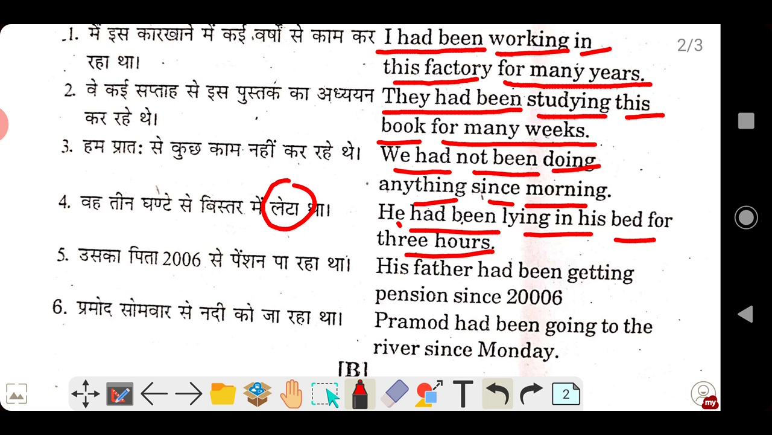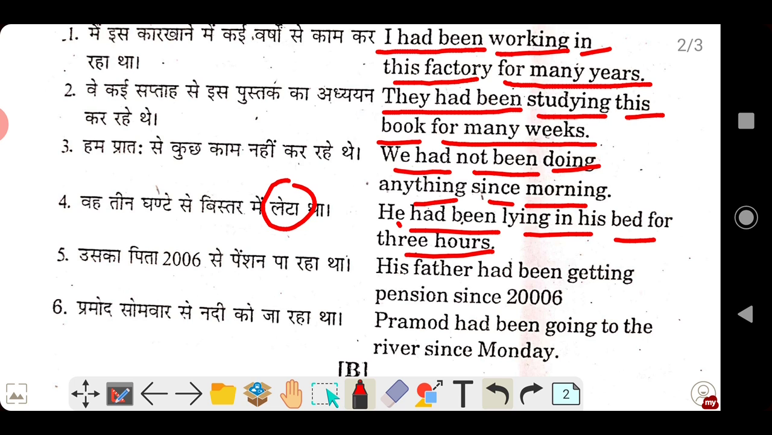I had been lying in my bed. You had been lying in your bed for 3 hours. Just try to change the subject most of the time, and you have to use the pronoun accordingly. If you are using you, then the pronoun is your, and if you are using I, the pronoun is my. And if you are using he, then it is his. He had been lying in his bed for 3 hours.